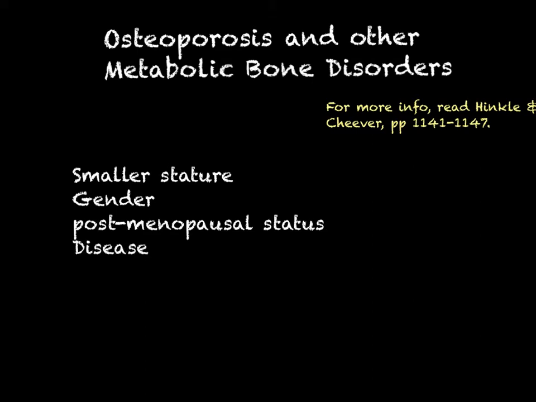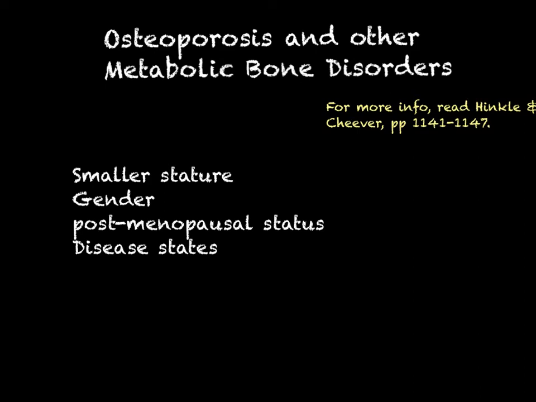Disease states. Remember the role of the kidney in vitamin D production. Think about the thyroid, the parathyroid. Think about adrenal disorders like Cushing's disease. Those things all impact bone density negatively. Hyperparathyroidism is one of the ones that causes extensive bone resorption without bone formation. So those are some of the conditions that can impact bone loss.